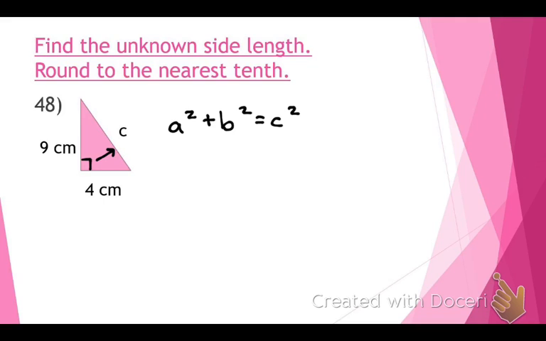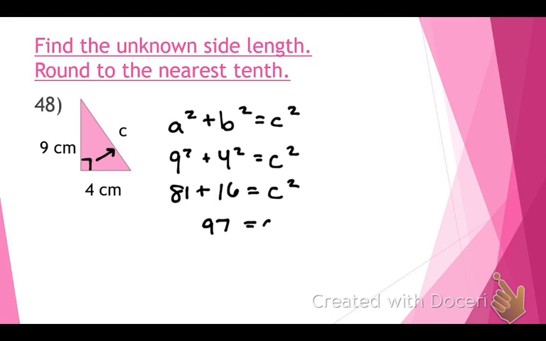Now the other two are A and B. It doesn't really matter. You could say this one is A, or you could say this one is A. Either one, the order doesn't matter, okay? So Taylor, go ahead. Good job. What is 9 squared? 81. What is 4 squared? 16. And what is 81 plus 16?